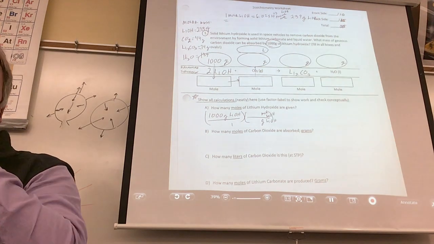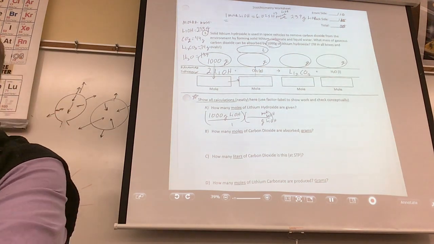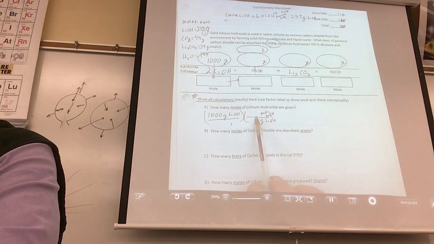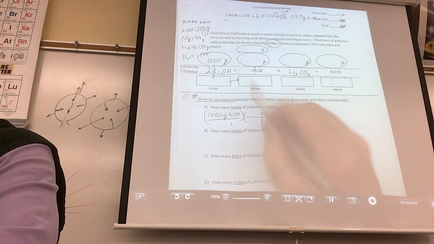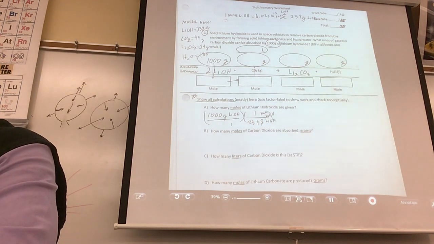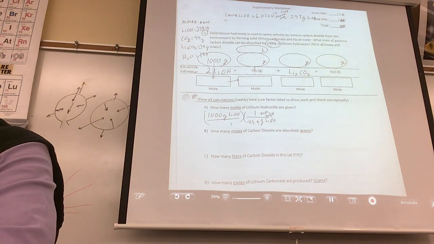Okay, everybody get that? So now, how do we do this problem? Look right here. What do I need? I need so many grams of lithium hydroxide equals so many moles. 1 mole of lithium hydroxide equals 23.9. Now, go ahead and put that in your calculator.